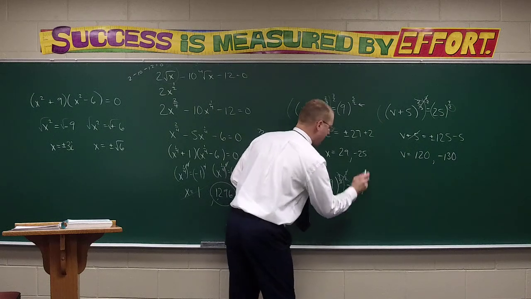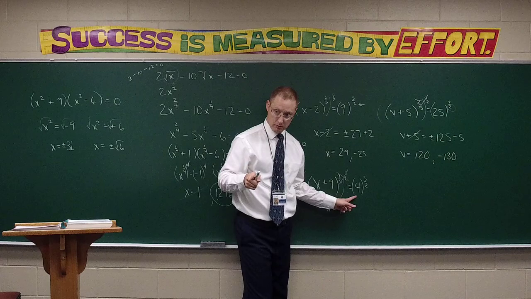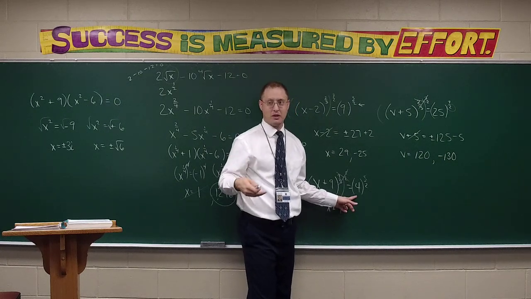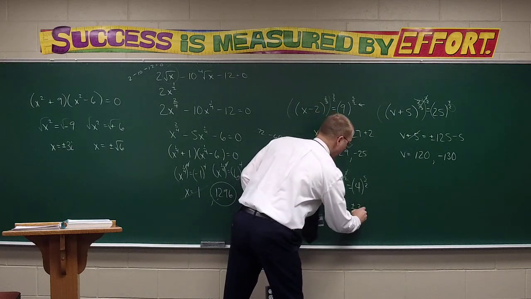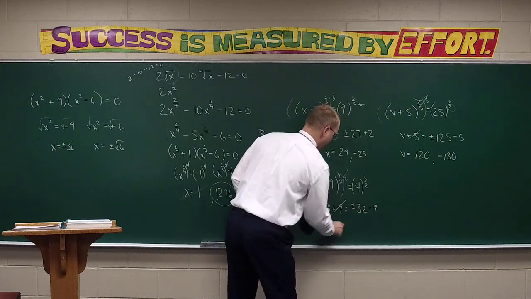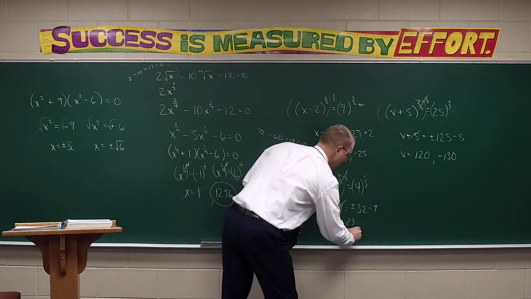x + 9 equals, again, we've got to take the square root of 4. 2. Now, technically, positive negative 2, raise those to the 5th. 32. Positive negative. There we go. When we subtract the 9, we get what 2 answers for x? You get 23 and negative 41.